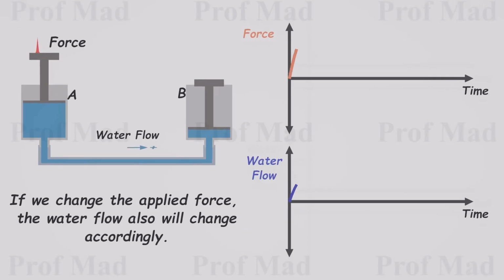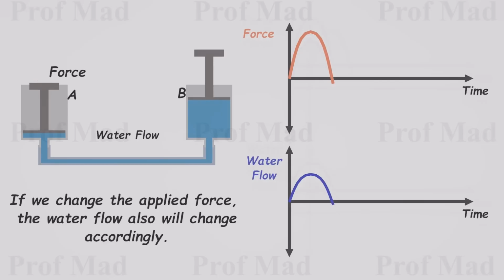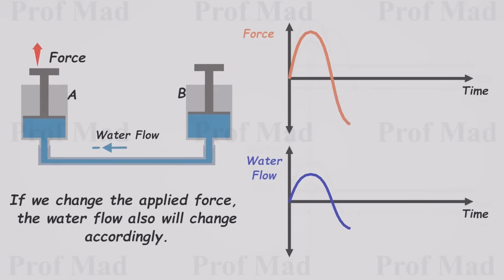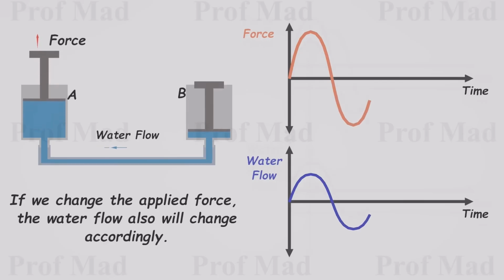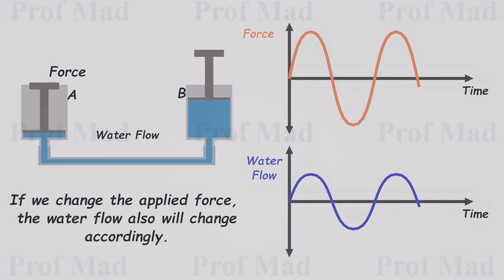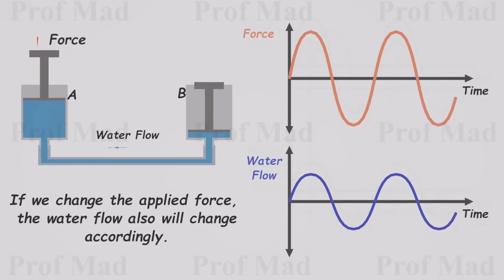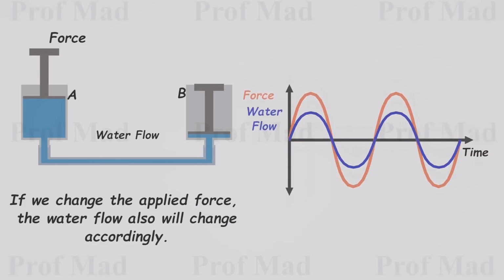We can represent the applied force and the water flow in graphs. When the pushing force decreases, the water flow from A to B also decreases. If we apply a pulling force to the piston, it can be represented in the graph as a negative force, resulting in water flowing from B to A. To provide a clearer perspective, let's combine these two graphs like this. This water analogy serves as an analogy for AC circuits.